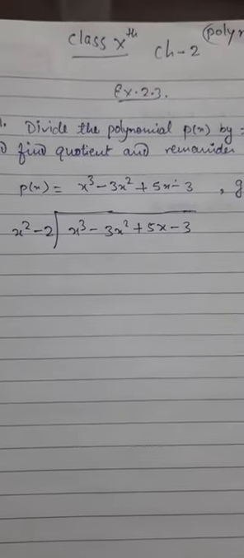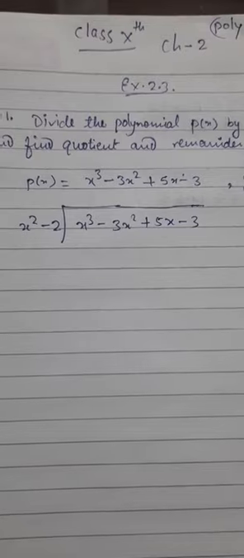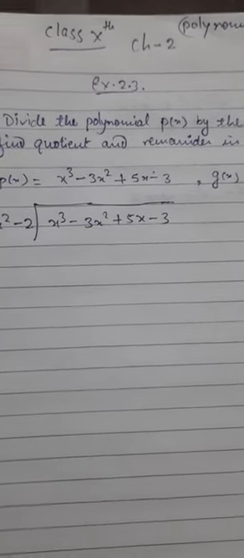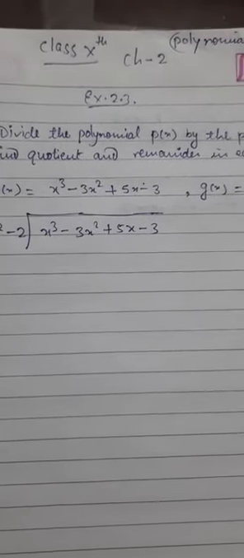Here p(x) is given as x cube minus 3x square plus 5x minus 3 and g(x) is given as x square minus 2. Clear? So firstly we have to divide by the long division method, then find the quotient and remainder. We will divide the same way as I taught you in 9th class.